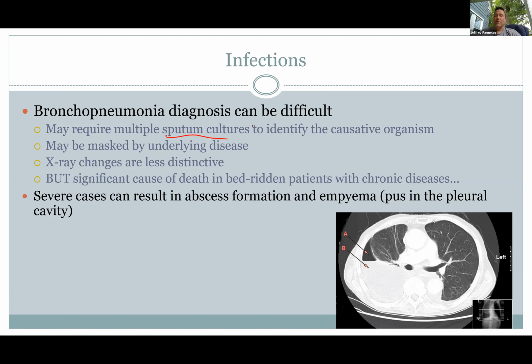Interestingly, I have a picture here. It shows pus that's coming, in this case, out of the lungs. The infection is so bad it's broken through the pleura and it's filling the pleural cavity. Empyema. It's pus.